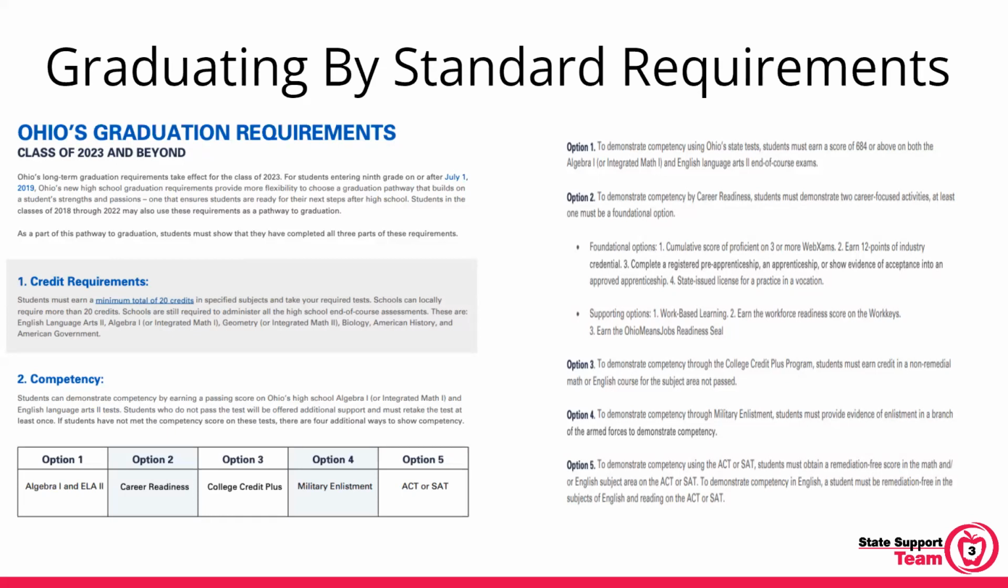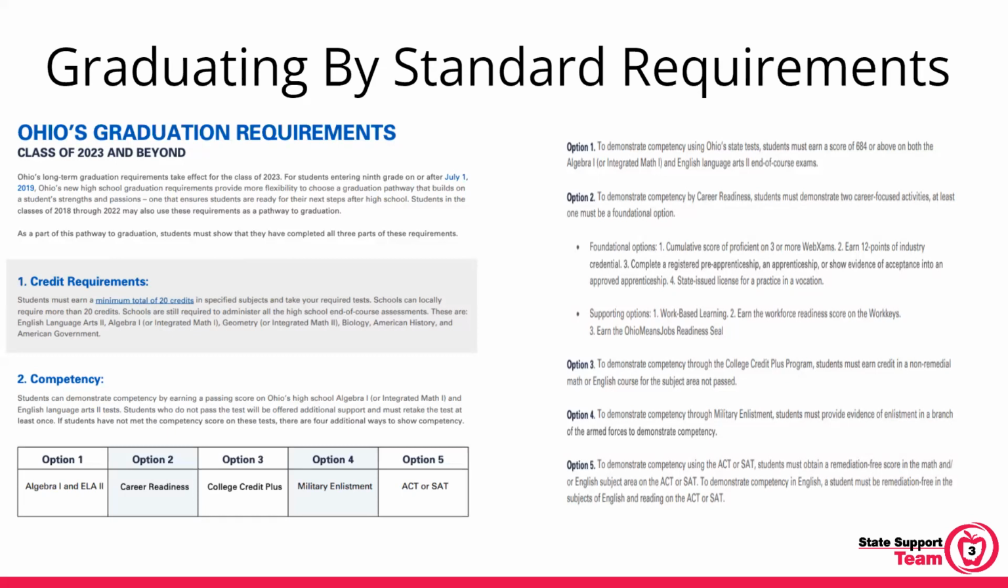The second is demonstrating competency. And you can see from this slide, there are different ways that students can demonstrate competency, which is really exciting, that it's not just about getting the basic score on the Algebra 1 and ELA 2. There are other ways that students can demonstrate competency, either through career readiness, earning credit through College Credit Plus, military enlistment, or receiving a remediation-free score on the ACT or the SAT.